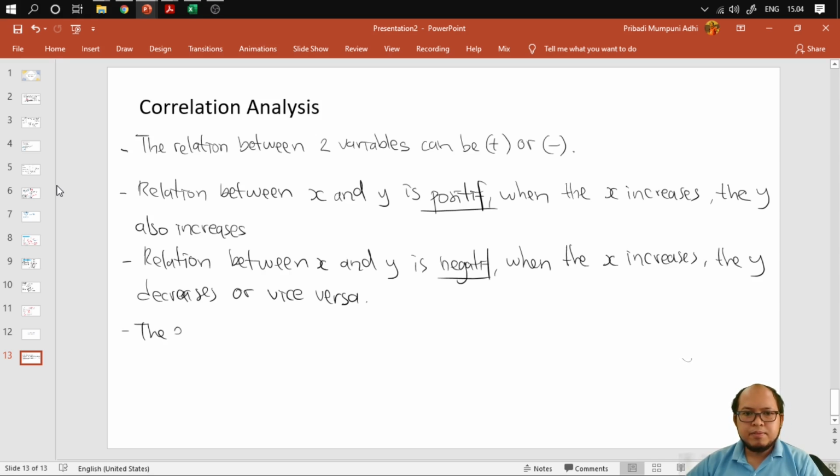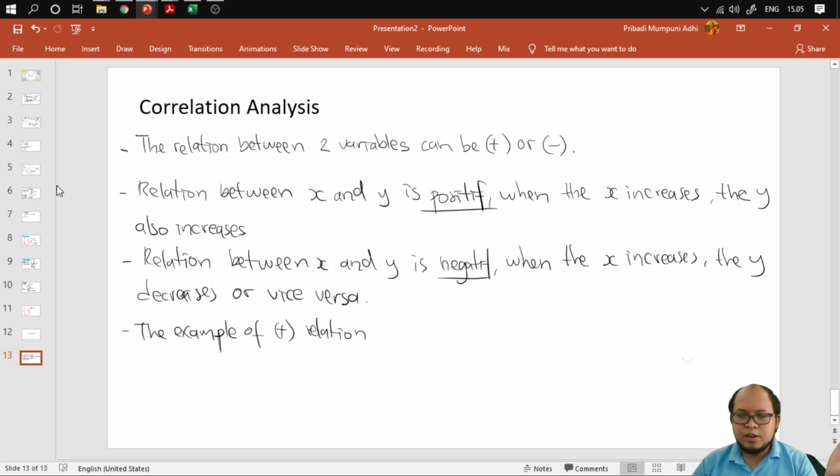So the example of the positive relation, for example, if you are selling something, so you make the advertisement, and there is a fee for the advertisement, and usually the fee of the advertisement is increased, and also your selling will be also increased.